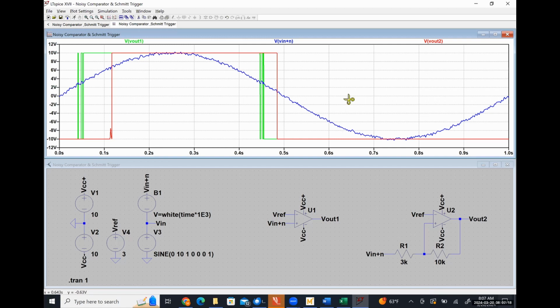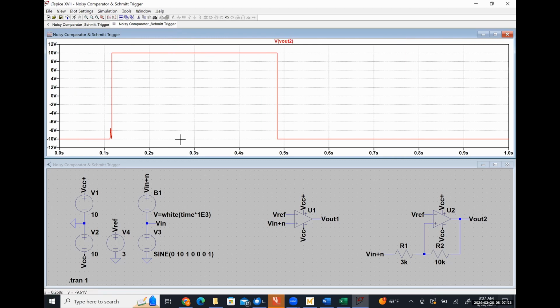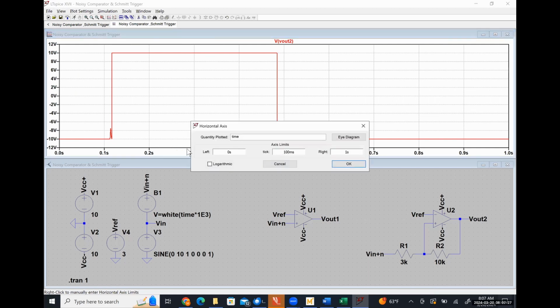So let's look at this from a slightly different perspective to see if we can get a better idea of where our trigger limits are. So I'm going to plot this as a function of Vin.